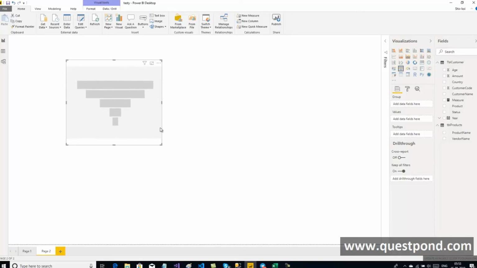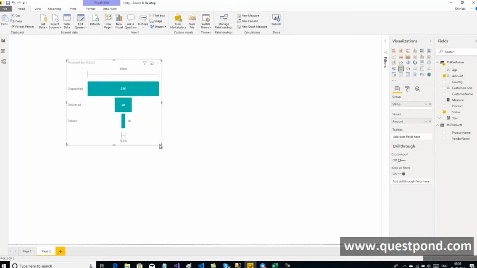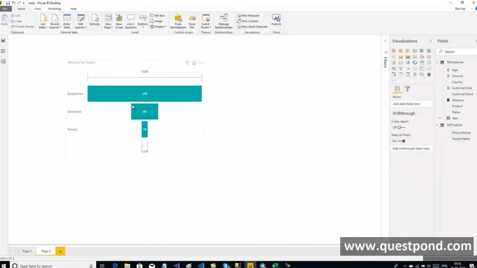So funnel graph actually helps you to see the progressive reduction of data. So for example, I will now take amount and take status, right? So you can see now, I can see the progressive reduction of data. It says that an amount of 27,000 was dispatched, right? From that 6,000 was delivered and 1,000 are refunds. So it tells me how much total was dispatched, and how much is the delivered amount and the refunded, right?